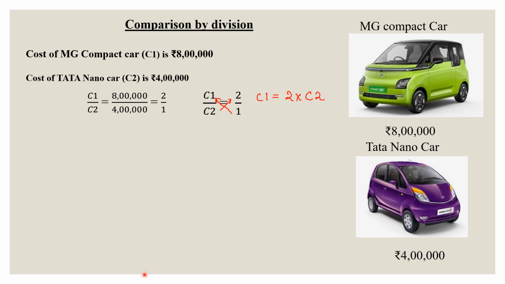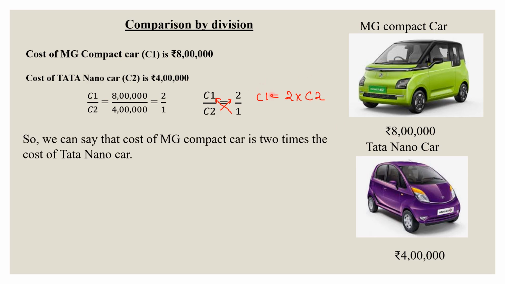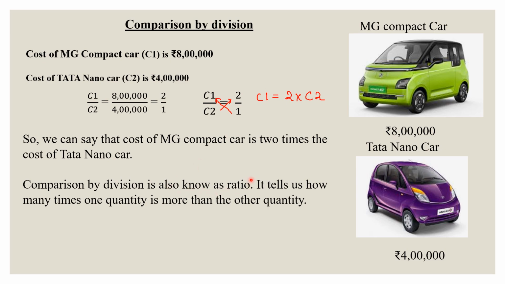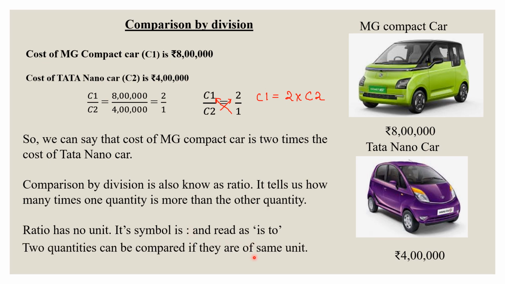Now, what is the meaning of this? From here, I can say that the cost of the MG compact car is 2 times the cost of the Tata Nano car, isn't it? So this comparison by division is also known as ratio, because it tells us how many times one quantity is more than the other quantity. And a ratio does not have any unit, the symbol is colon and we read it as 'is to'. We can find the ratio of two quantities if they are of the same unit.